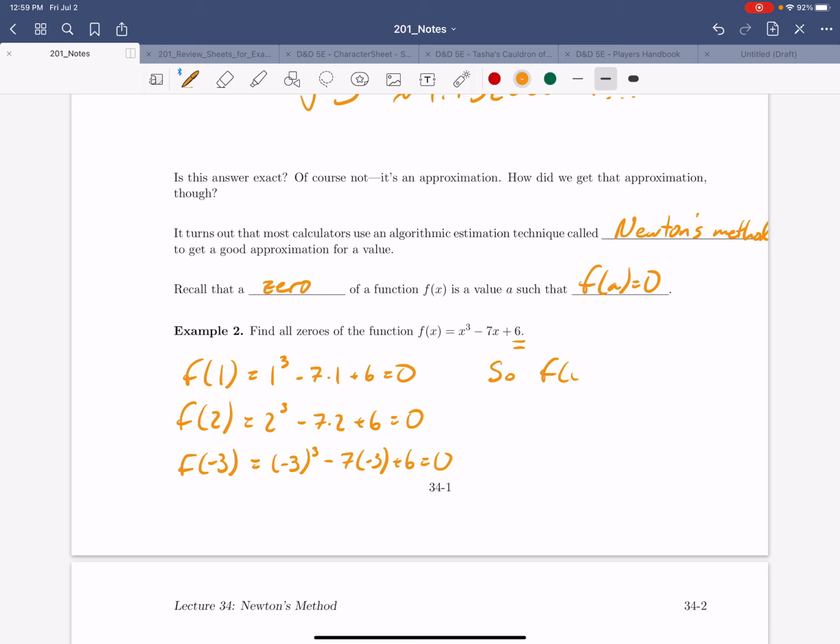So f of x, which, by the way, can be written as x minus 1 times x minus 2 times x plus 3, has roots, or maybe we'll call them zeros in this case, x equals 1, 2, and negative 3.